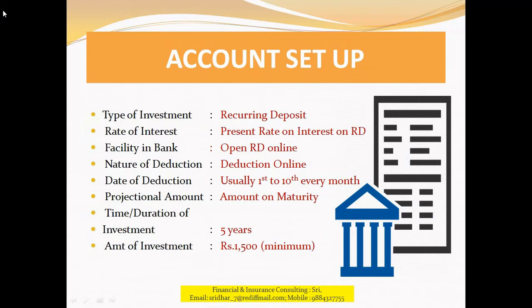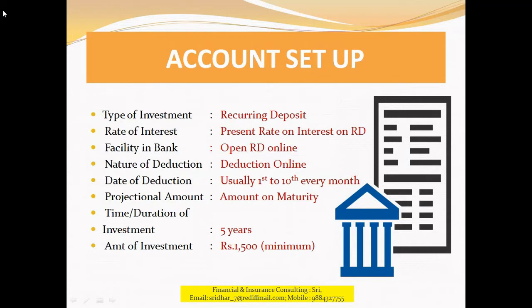Now I will give you an example of how you can do this. Now what you have to do for this. Now, account setup. There's a type of investment called a recurring deposit. Every bank has a recurring deposit. An age-old type of investment, but gold investment. Okay? Right. Now, the rate of interest needs to be ascertained by you. I have taken 5% in this example. I'll tell you in the next slide how it really works out.